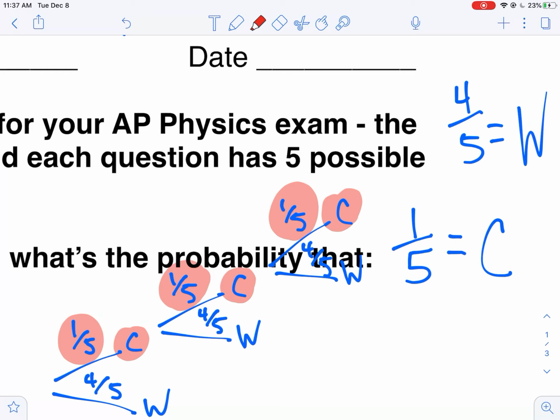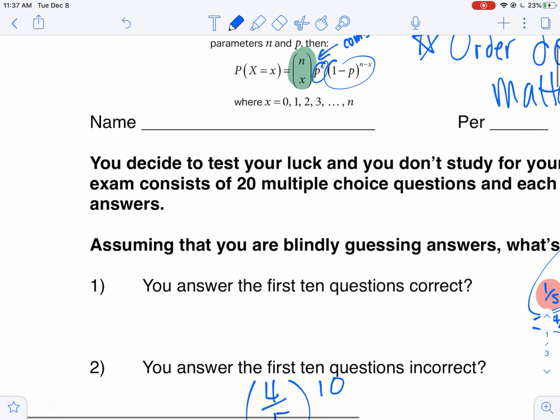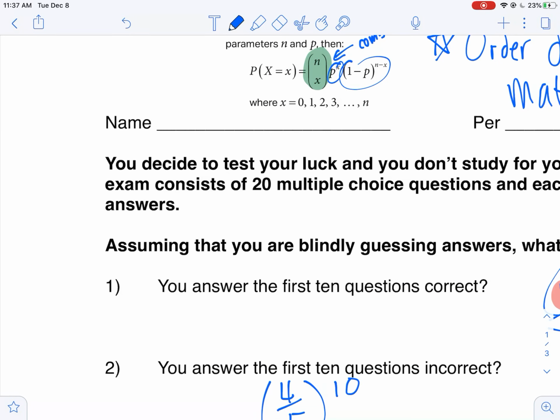A lot of work, I don't recommend it, because essentially all you're going to end up doing is multiplying all these probabilities anyway, which is going to end up being 1/5 to the 10th power. Again, we don't care about getting them wrong, and in this case, order matters.